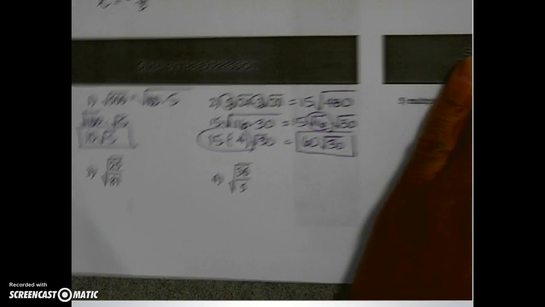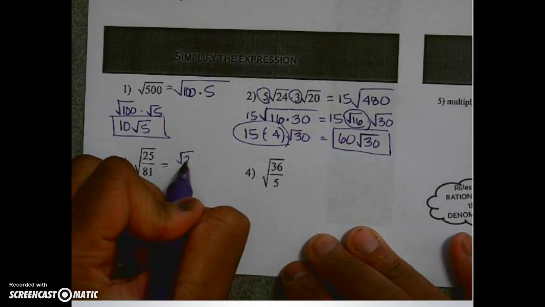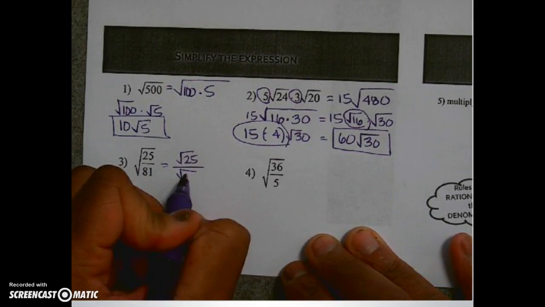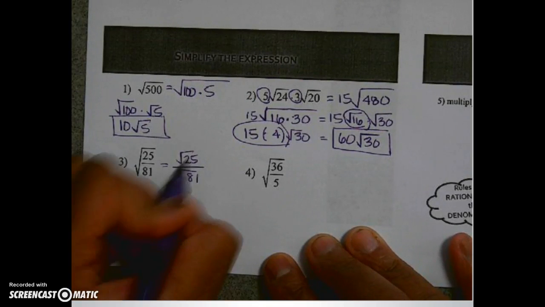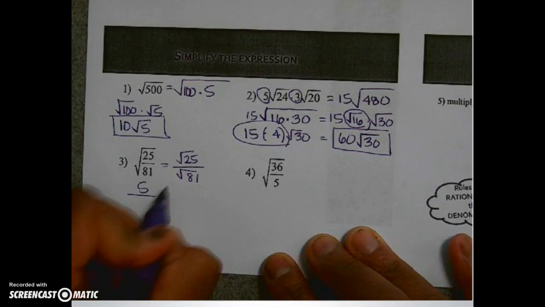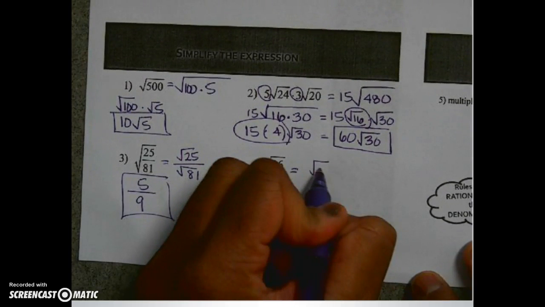Part 3, square root of 25 over the square root of 81. Well, like I just now told you, spoiler alert, I'm going to write them as two separate radicals. And then square root of 25 is 5. Square root of 81 is 9. Fun stuff. Same concept here, except we get a little bit of a hiccup.